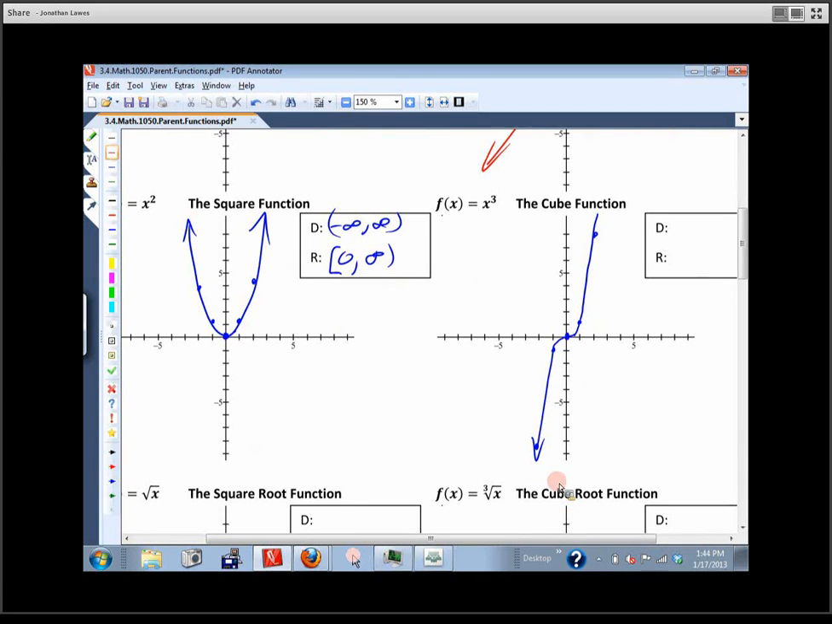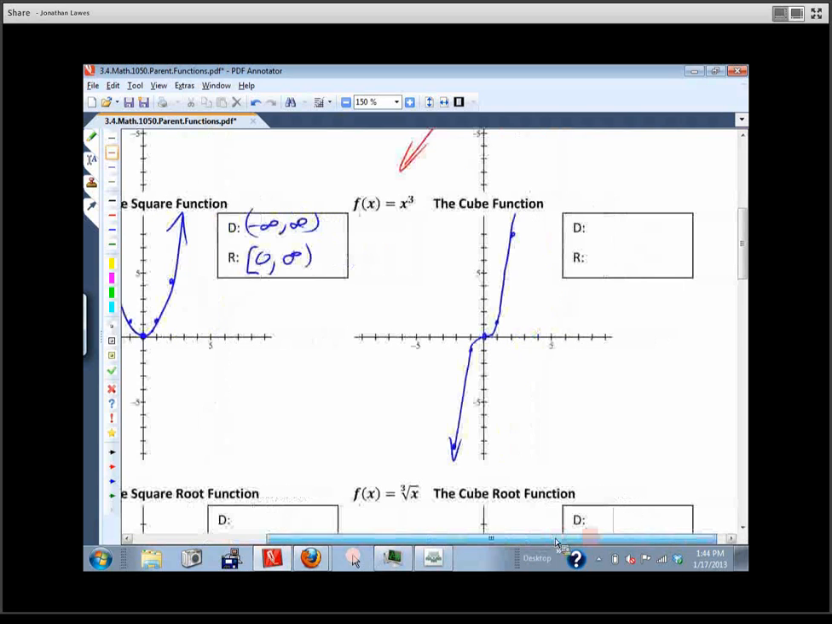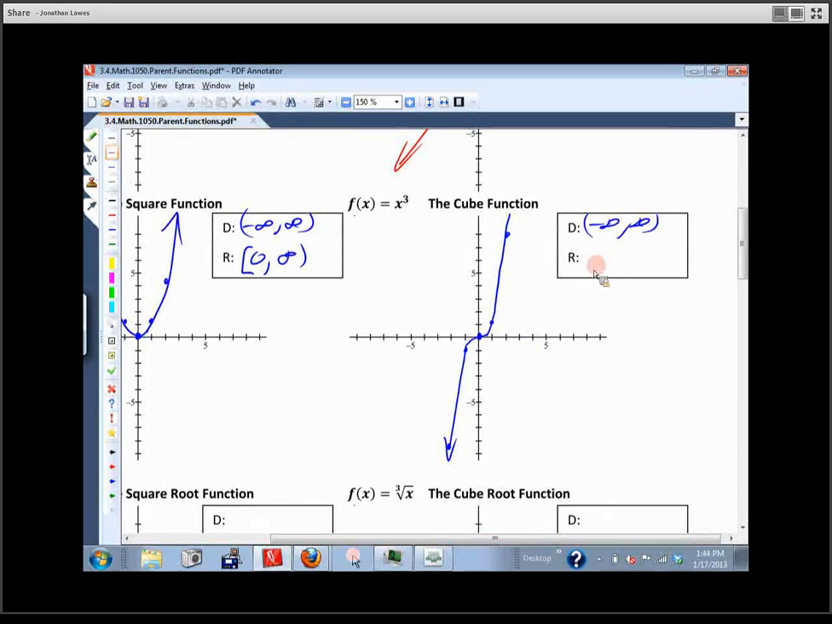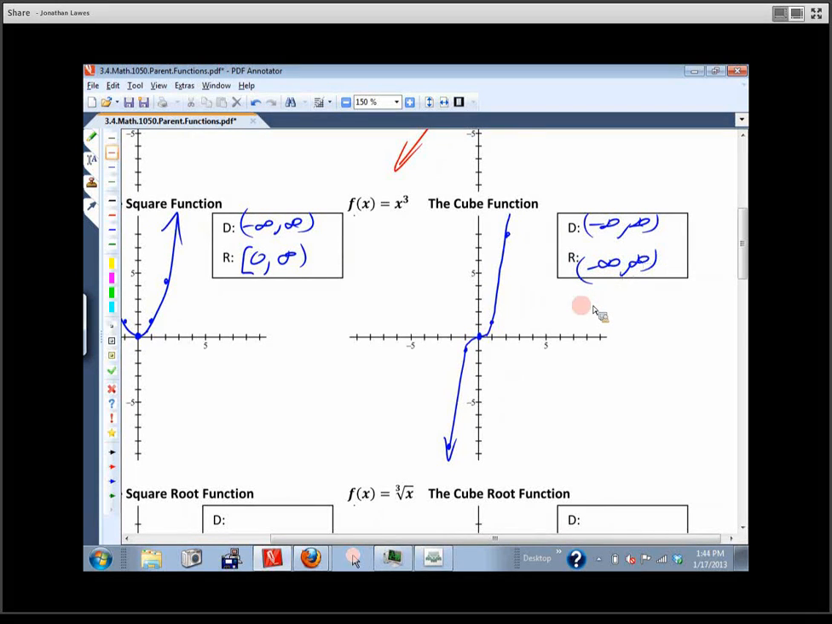All right. Any questions there? Domain and range? Negative infinity to infinity. Because when you plug in a positive, you're going to get out a positive. If you plug in a negative, you're going to get out a negative. Any questions about that? Fine details of those particular functions right there.